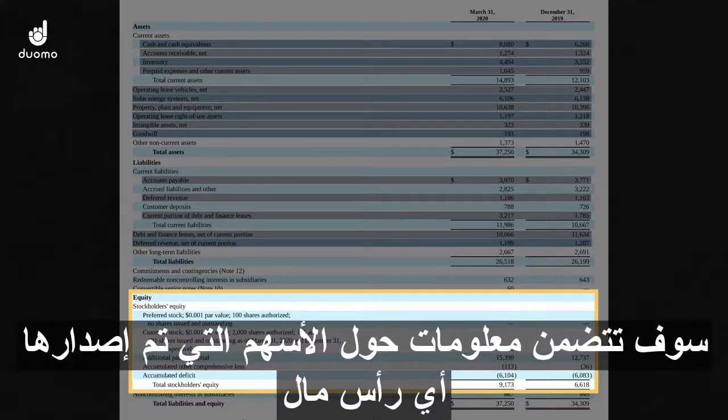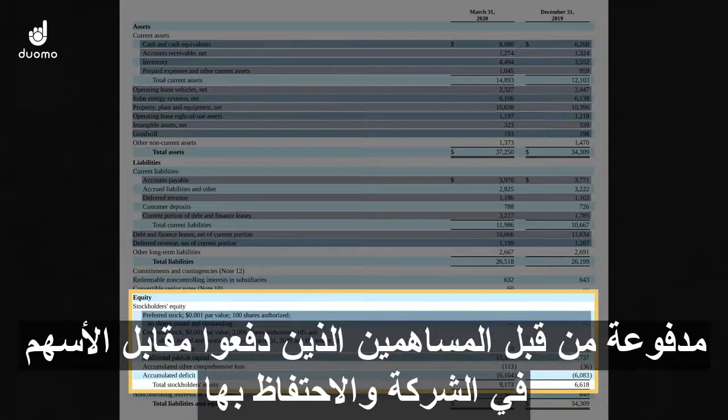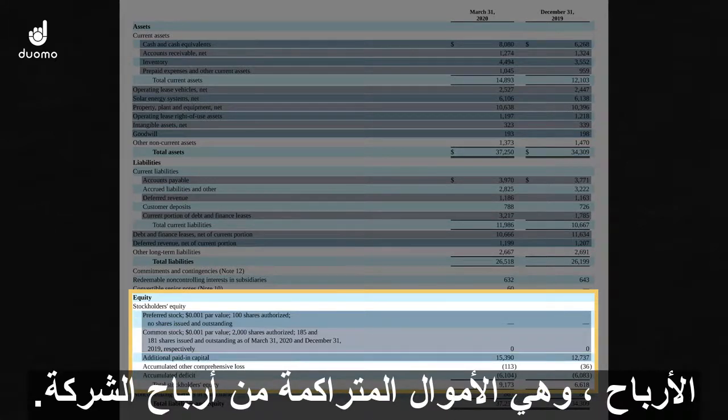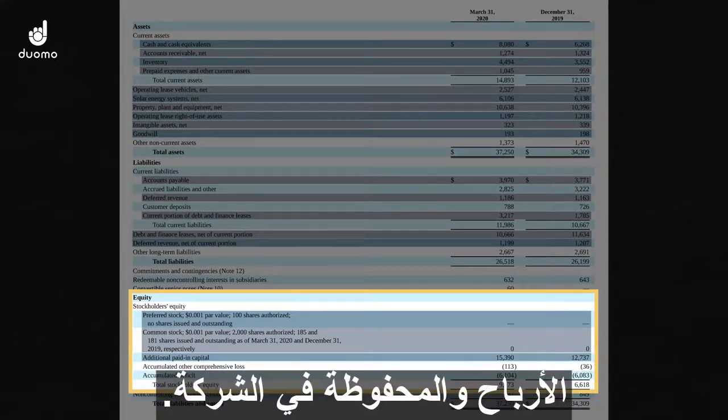Shareholders' equity will include information about shares that were issued, any capital paid in by shareholders paying for shares in the company, and retained earnings, which is money accumulated from the company's earnings and kept in the company.